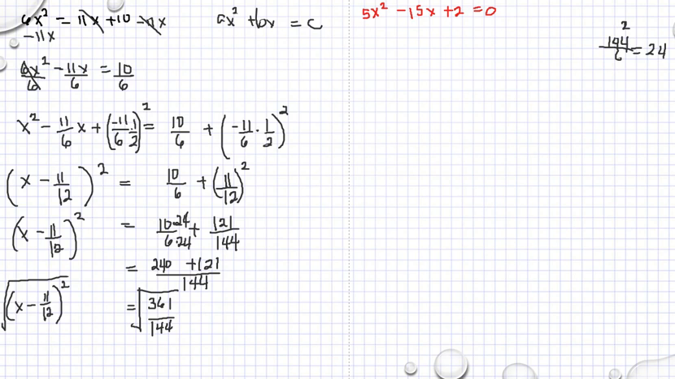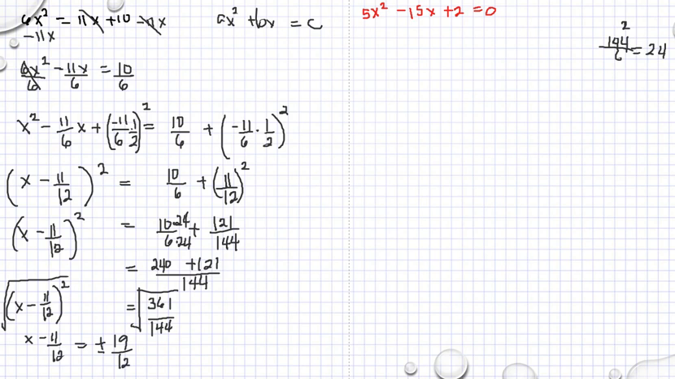Then we have x minus 11/12 is equal to the square root of 361. Let's see, the square root of 361 is 19. That's 19/12. Positive and negative 19/12.